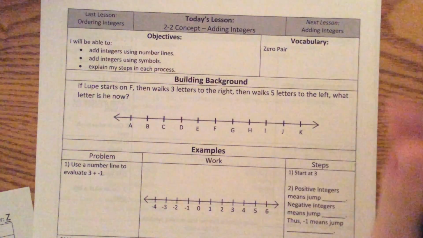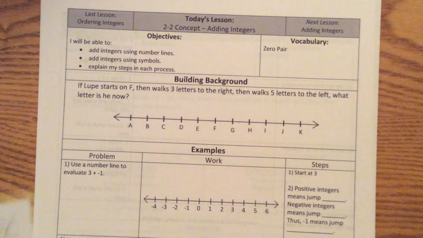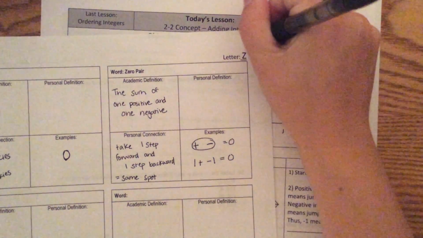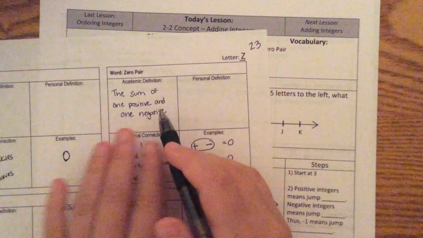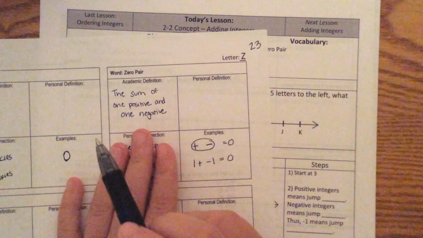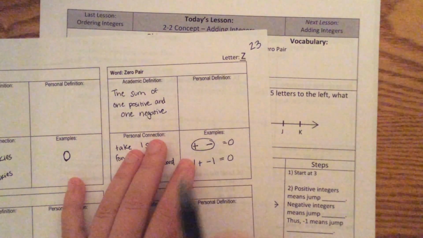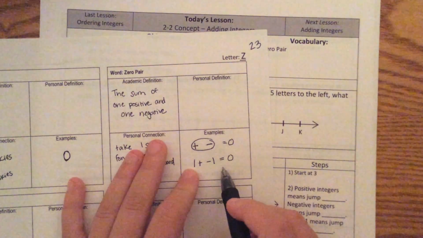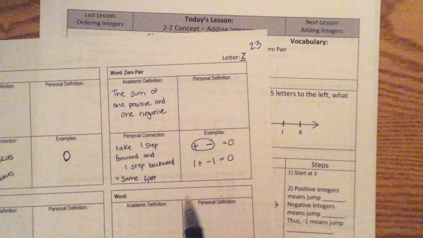Okay, so our vocabulary today, we just have one word called zero pair. That is on page 23. Okay, so zero pair means the sum of one positive and one negative. Sum means adding together. So here, if I have a positive and a negative, together they make 0. It's just one positive and one negative. So down here I have 1 plus negative 1 equals 0. That's really what a positive means, positive 1, and a negative means a negative 1.